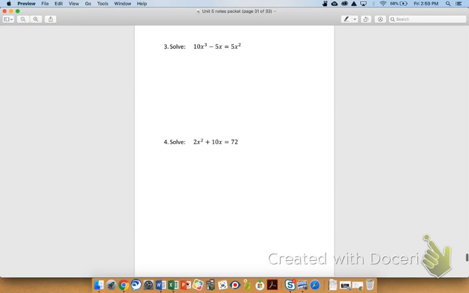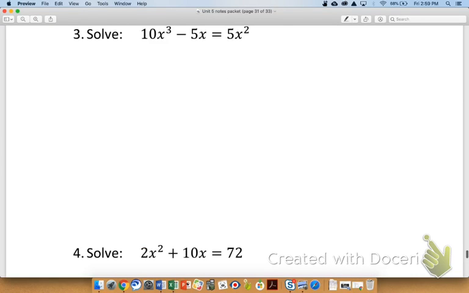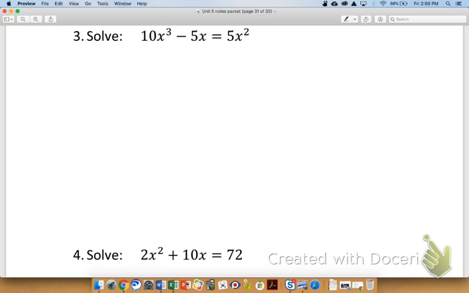It's right here. Take a look. This is actually right out of your packet here. I want to make sure we got to these. So number 3 says solve. And doesn't that sort of look like what we've been doing, but a little bit different? What's different about this? What do you see, Sebastian? There's no zero. There's no equal 0. So how do we get a 0 on one side? What could we do here?